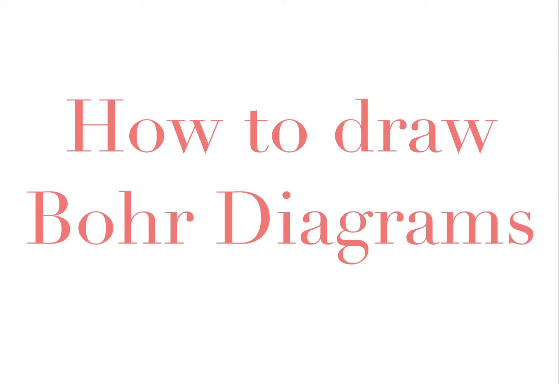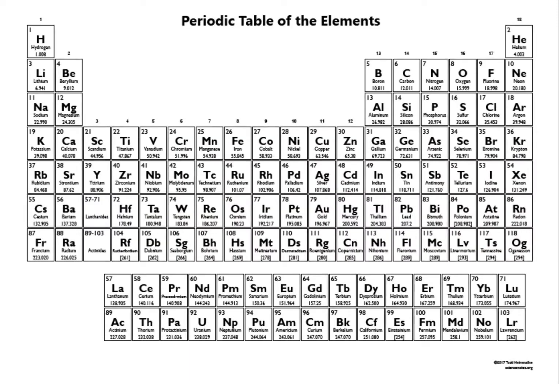Some important things to remember when drawing a Bohr diagram include: the first shell will contain 2 electrons, the second shell will contain 8, the third shell is also 8, and the fourth shell is 18. The period number of an element will determine how many shells it has. If we look at a periodic table, we can see the group number of the element as well.